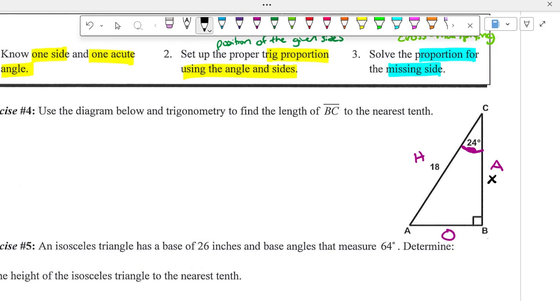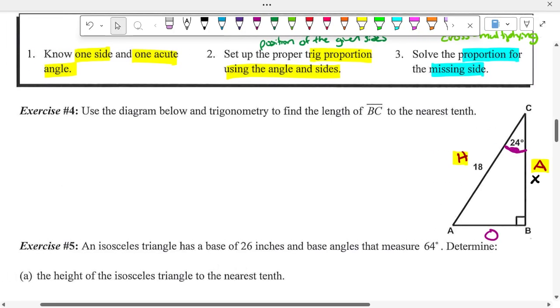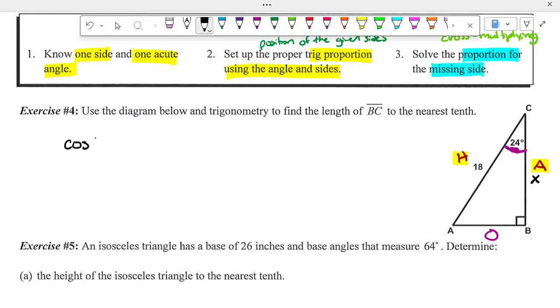Cosine. We were given the hypotenuse, which is 18, and we're trying to find the adjacent, which is X. So since cosine is the only one that uses adjacent and hypotenuse, we have to use cosine. So I have cosine of what? 24 is equal to what? X over 18.